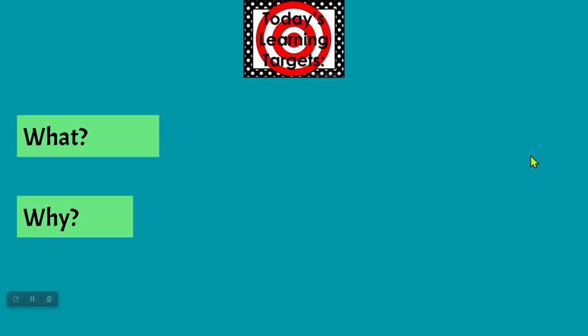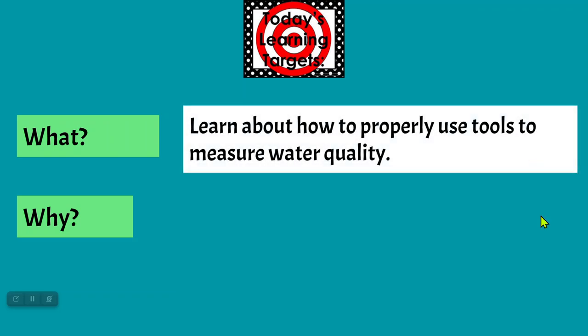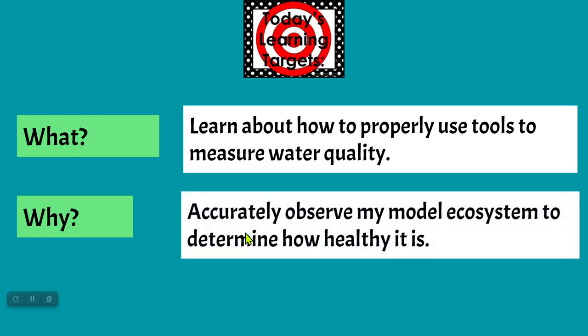All right, so down to what we're going to do today. We're going to learn about how to properly use tools to measure water quality. We are going to look at the quality of our water using certain tools. That's because we want to accurately describe and observe the model ecosystems to determine how healthy they are. So we need them to be healthy if we have living things in them.